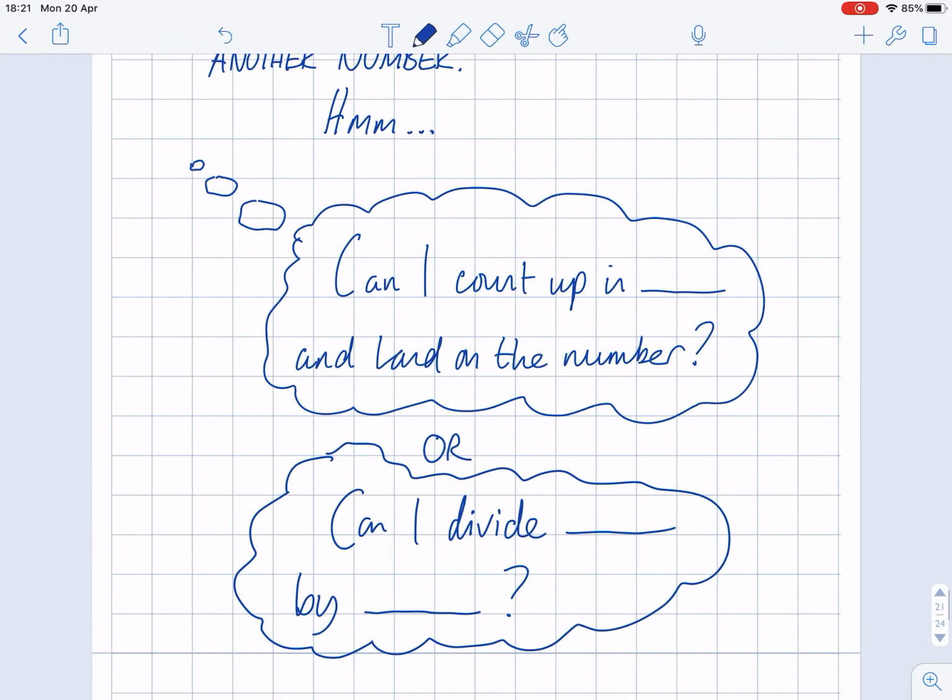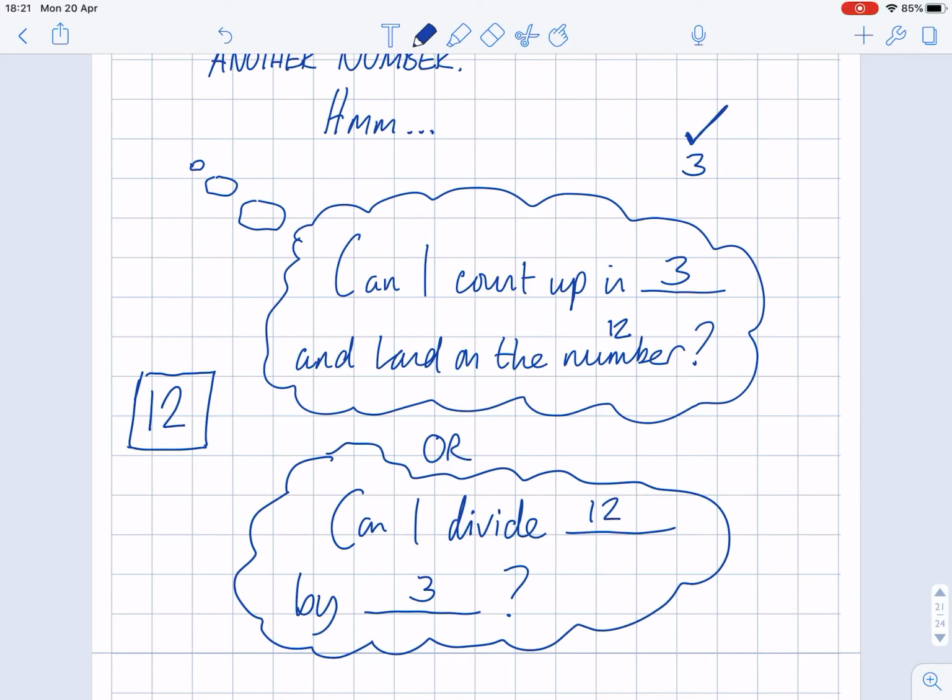Okay, 12. So let's think about the number 12. And if you were asked to find all the factors of 12, the first question to ask yourself is, let's just pick a number. We'll say 3. Can I count up in 3 and land on the number 12? Yes, 3, 6, 9, 12. So 3 is a factor of 12. With me? And can I divide 12 by 3? Yes, I can, because the answer is 4.